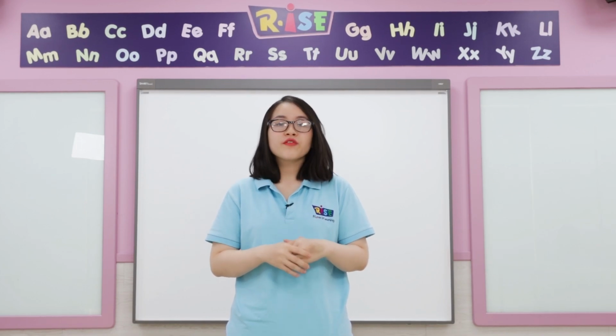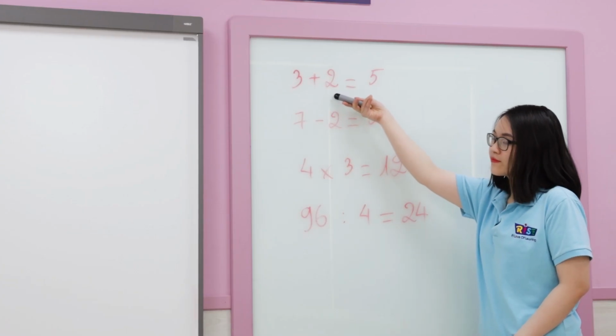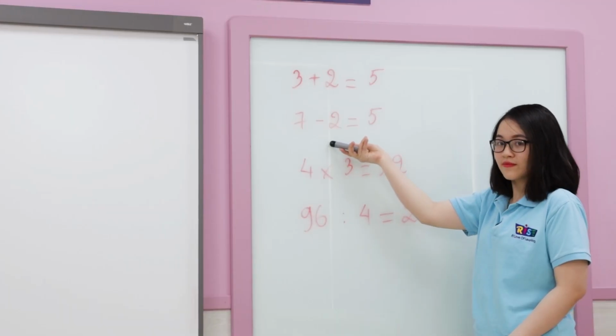Now you know all of the 4 operations. Let's have a quick review, shall we? 3 plus 2 equals 5. 3 and 2 is 5. The sum of 3 and 2 is 5. 7 take away 2 is 5. 7 minus 2 is 5. The difference between 7 and 2 is 5.